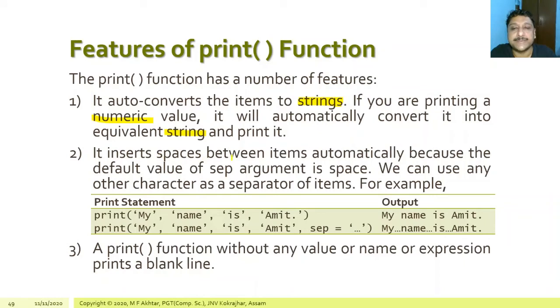It inserts spaces between items automatically. One single space is given between each and every item, because the default value of the sep argument is a space. We can use any other character as a separator for items. The default is a space, and if we don't want spaces and want some other symbols between each and every item, then we have to change the sep argument to some other value. See the example here.